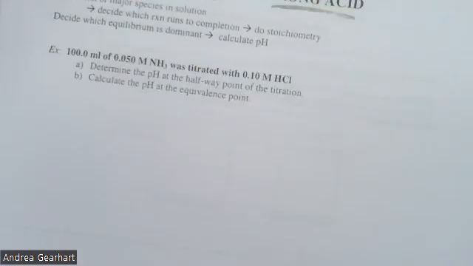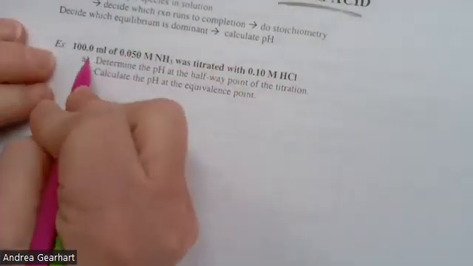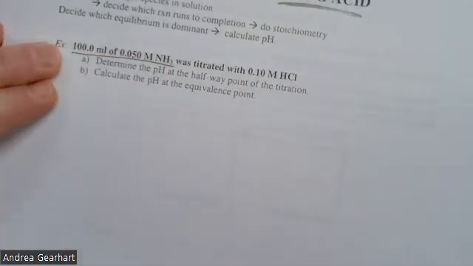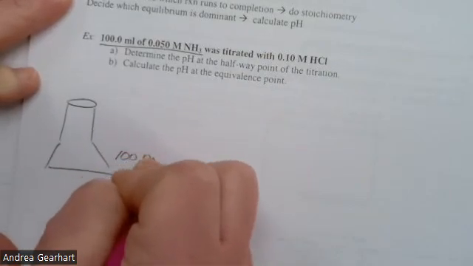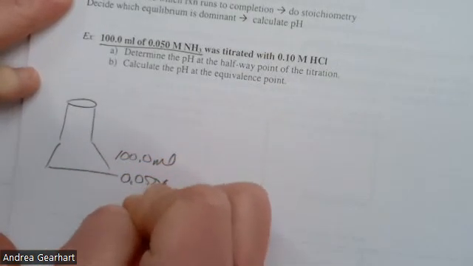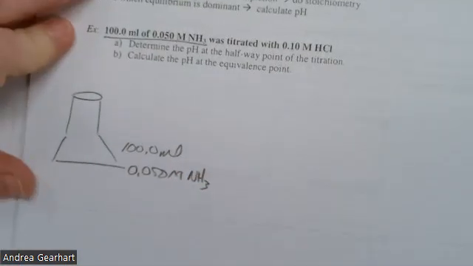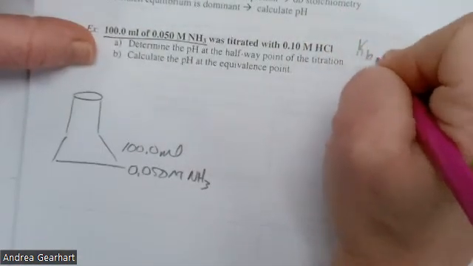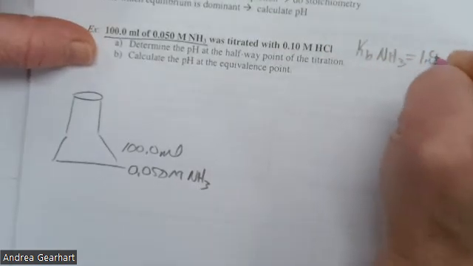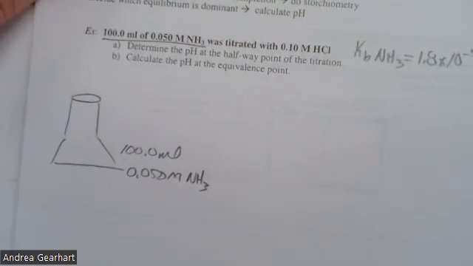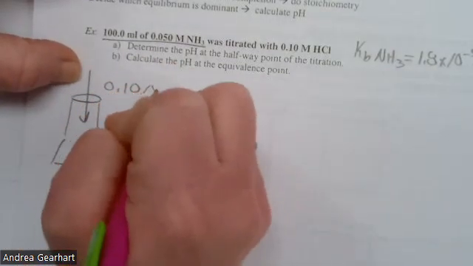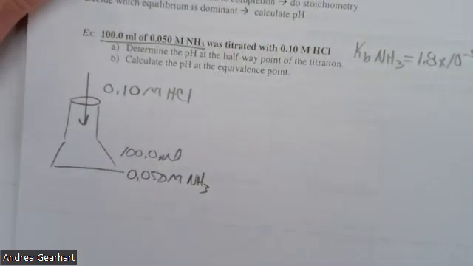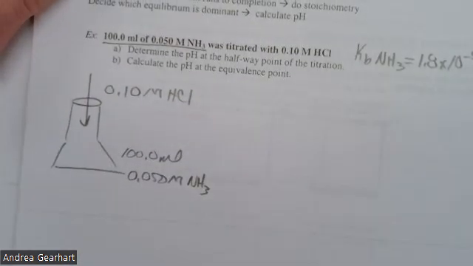Weak base with strong acid. Okay, we have 100 mils of 0.05 molar ammonia. You don't have to draw any kind of image, but I sure do like, just to give the brain some help. All right, and I've neglected to let you know the Kb of NH3, 1.8 times 10 to the negative 5th. Sorry about that. And we are titrating it with 0.10 molar HCl.